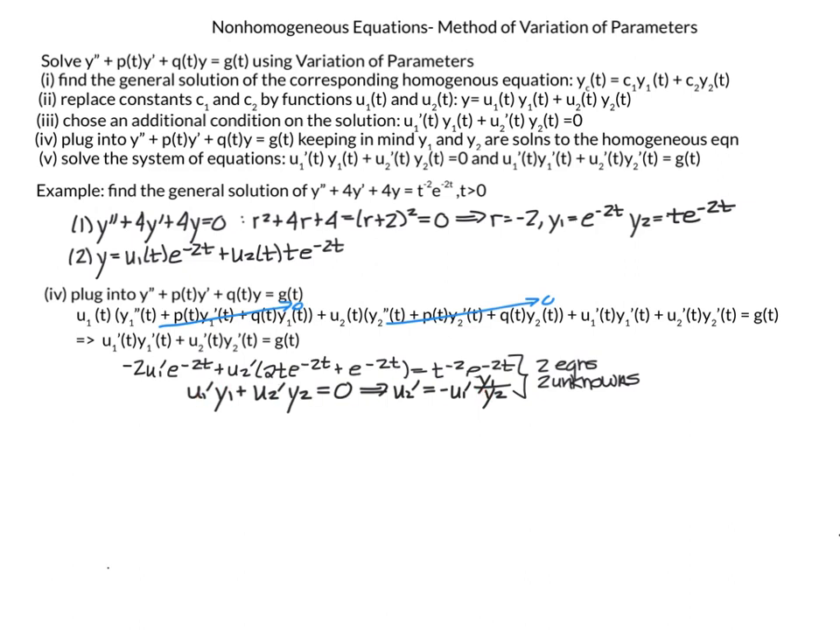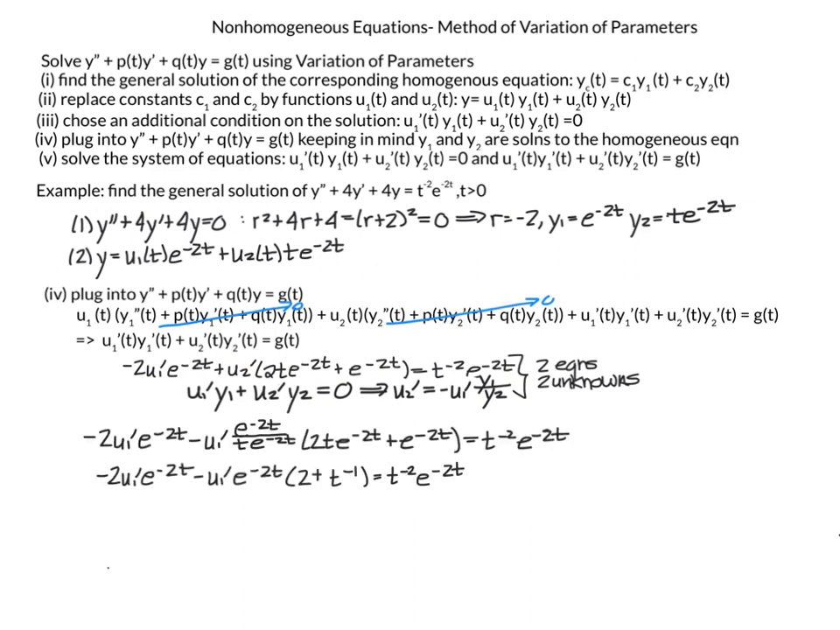And this here comes from our assumption. Our second equation is u1 prime y1 plus u2 prime y2 equals 0. And solving for u2 prime in terms of u1 prime, I get u2 prime is equal to minus u1 prime y1 over y2. So again, we have two equations here and two unknowns, the two unknowns being u1 and u2. From here on, everything is algebra, maybe trigonometry and stuff you learned from first year calculus.